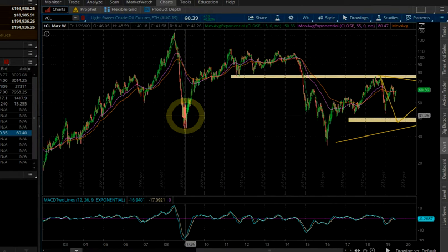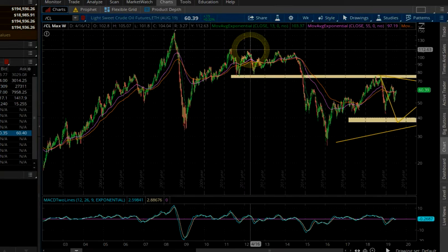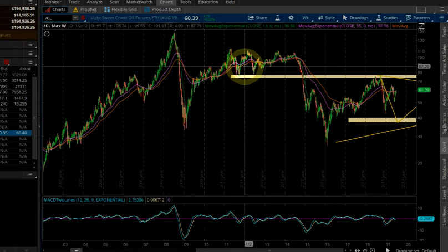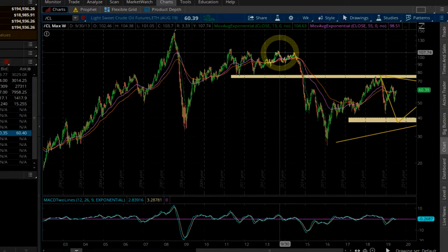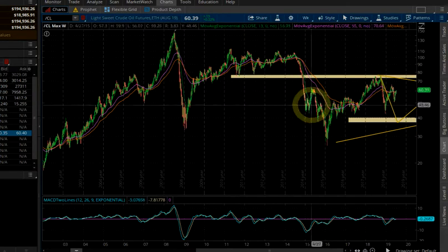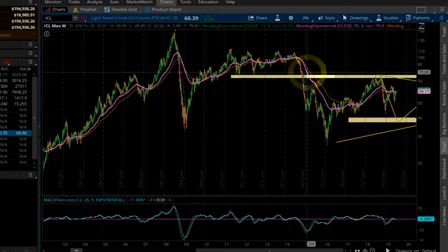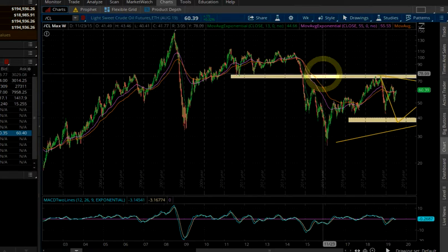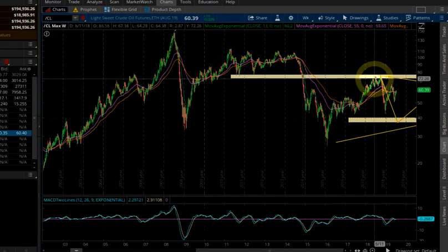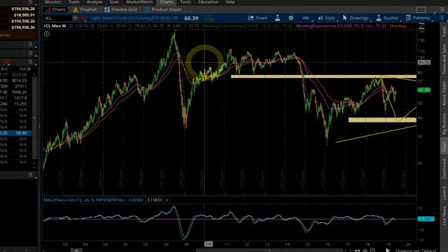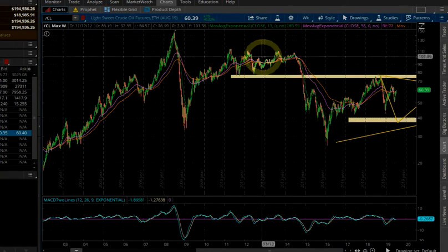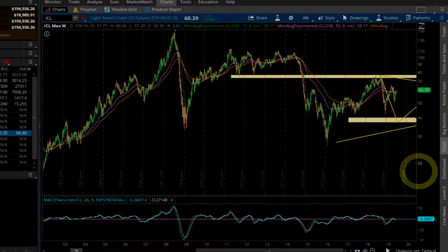If this is A, B up into this area, or maybe B here. So 1, A, B, C, 2, and then, so this is 1, 2, this is all 3, 4. Now it has to stay below this area right here, this yellow box that I have here, this rectangle. Oil has to stay below that in order for this to be legit. A, B, C, with C being a 1, 2, 3, 4, and then a 5.